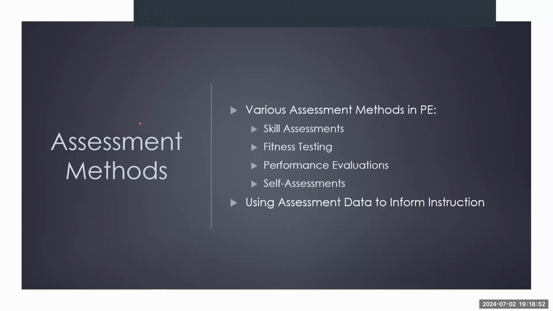There are different assessment methods that you can use whenever you're in PE, just like we do in any other subject. Skill assessments are going to evaluate the student's proficiency in specific skills or techniques related to various sports or physical activities. Fitness testing is going to measure students' physical components such as their cardiovascular endurance, muscular strength, flexibility, or body composition. Performance evaluation is going to assess the student's performance in practical tasks such as participating in a team sport, dance routine, or gymnastic exercises. Self-assessments are going to encourage students to reflect on their own progress, set their own goals, and monitor their own physical level and fitness improvements over time.